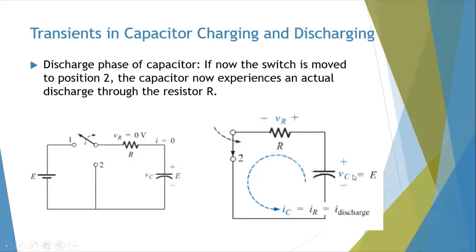Now, same question: what will be the maximum value of your current initially? For the discharge current, it will be E over R, because the maximum capacitor voltage is capital E and the resistance is R. So the initial value is E over R. And since it's going to be a decaying function again, it will be E over R multiplied by e power minus t over tau, but with a minus sign in front because the direction of current has reversed now.